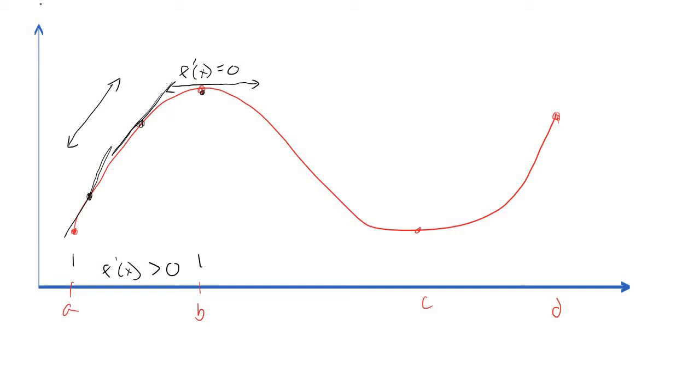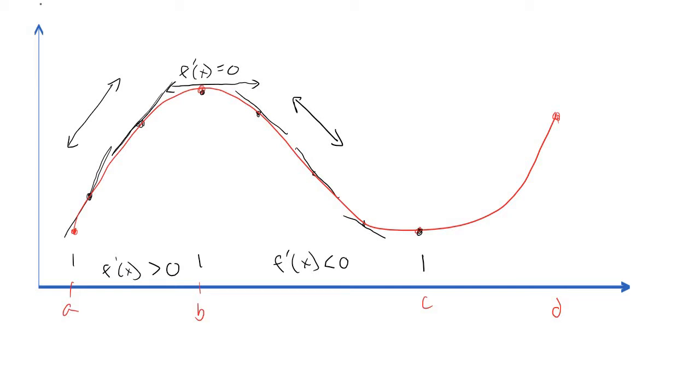Now let's look at between B and C. We would be on this part of the graph that is decreasing. If we draw a tangent line anywhere on this graph in this region, it's going to be decreasing from left to right, which means the slope of the tangent line is always going to be negative. So therefore, between B and C, the first derivative is going to be negative because the slope of the tangent line is negative because the graph is decreasing from left to right.